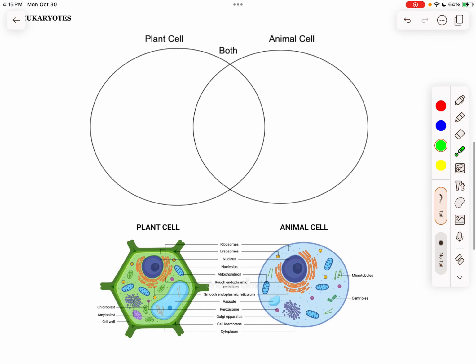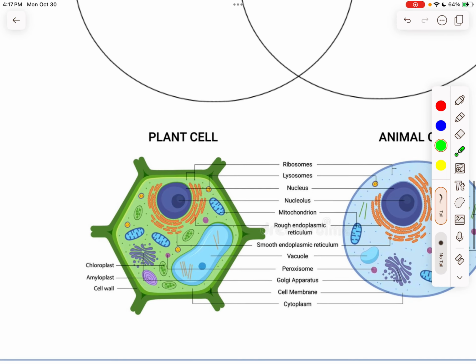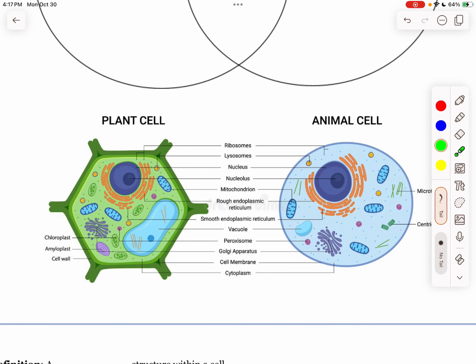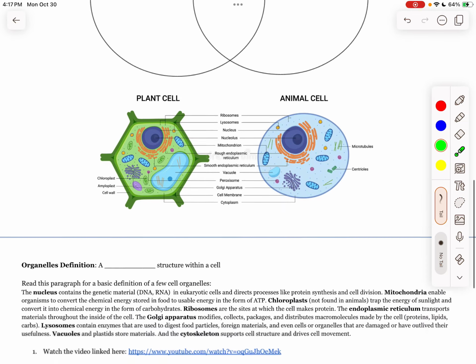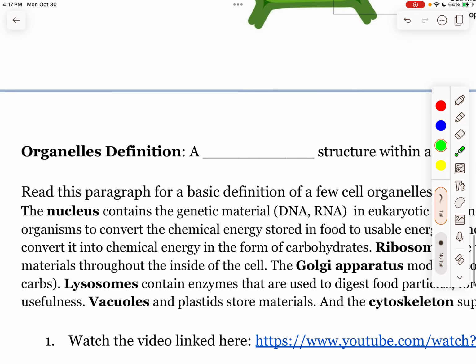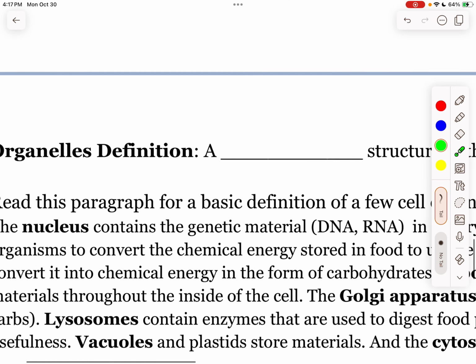So this one you might need to do a little research using the e-text, using the interactivity, using the types of cells and structures activity I have planned for you. There's a lot of resources you can use to fill out this Venn diagram, but you also have these pictures too. Okay, plant versus animal cells. All right. So an organelle is a specialized structure within a cell.